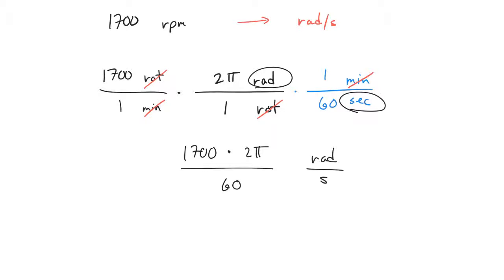Thanks, Prams. Thanks, Bridge, for checking. I see both of you guys on your calculators. What do you got? 178. 178. And again, radians per second.